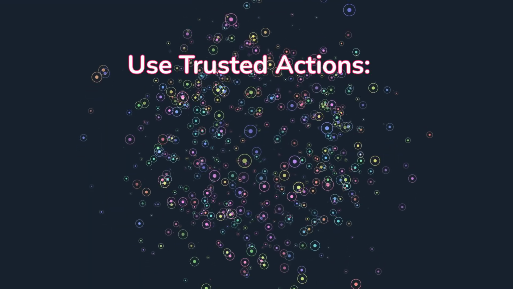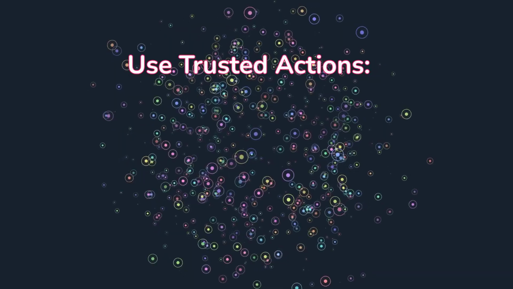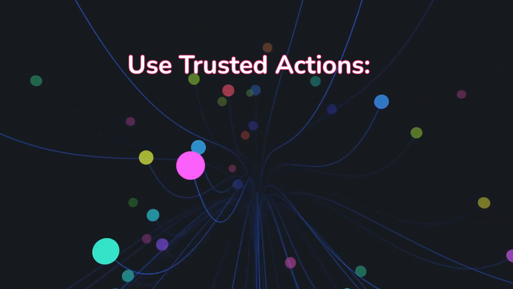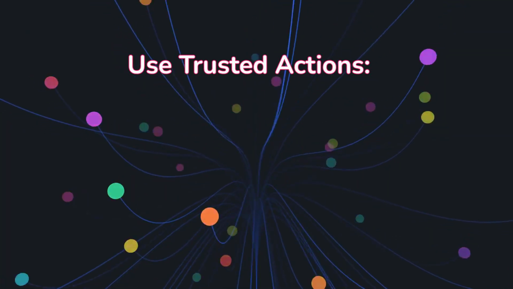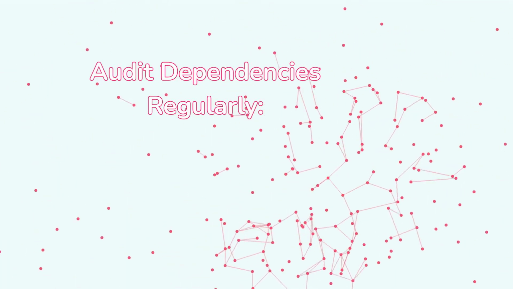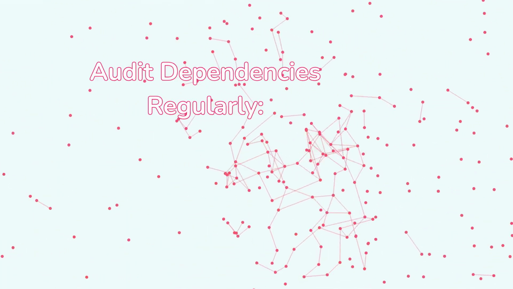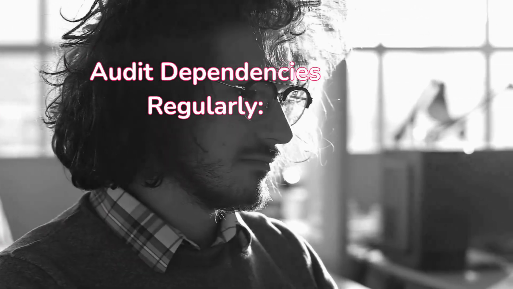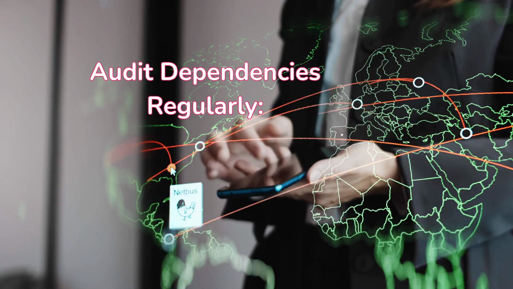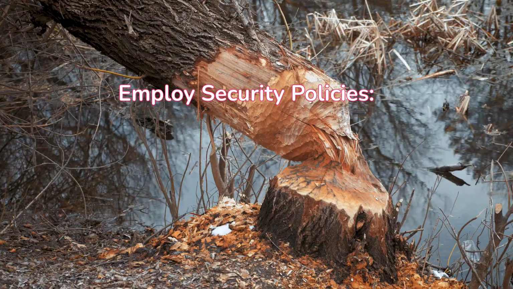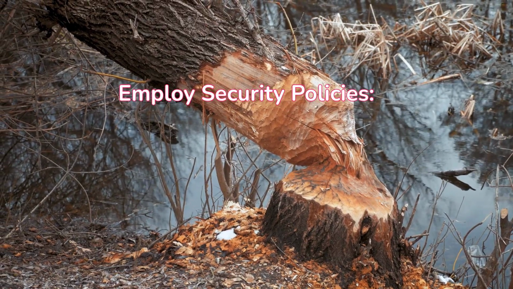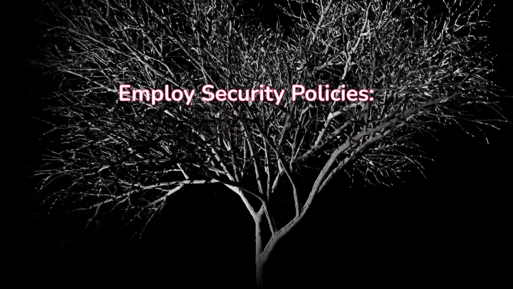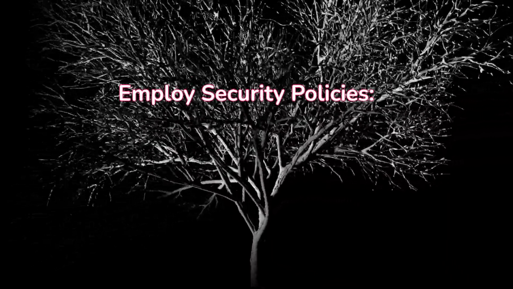Use trusted actions. Always rely on GitHub Actions that are maintained and vetted. Utilize actions from verified users and official sources. Audit dependencies regularly. Conduct routine audits of your project's dependencies and GitHub Actions to ensure they are up to date and do not contain vulnerabilities. Employ security policies. Implement branch protections, enforce code reviews, and restrict who can approve and merge changes to critical branches.